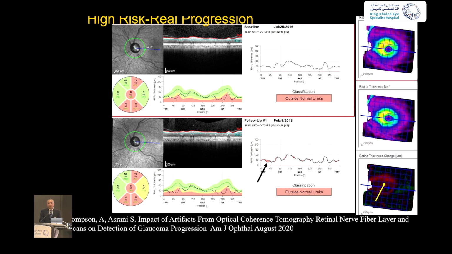And this is what I called high-risk real progression. When you see progression in the upper part of the nerve fiber layer, in the upper part near the fovea, it will translate to an inferior paracentral loss on the visual field. And it is that inferior paracentral loss that is the critical part of our vision. If we lose that, we lose our ability to read. Any other part of the visual field we lose, it doesn't really affect us until its end stage.